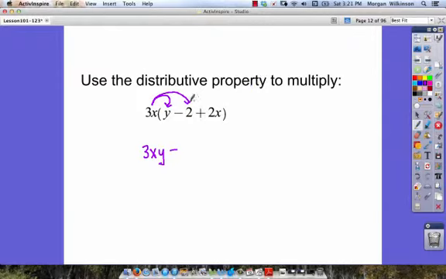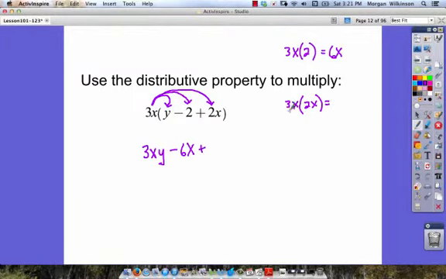Well, 3x times 2, 3 times 2 is 6. We must have 6x. So minus 6x. Then we're going to add, because the problem tells us to. And the last part of our distributive property, we're going to take our 3x and we're going to multiply it times 2x. So 3x times 2x.